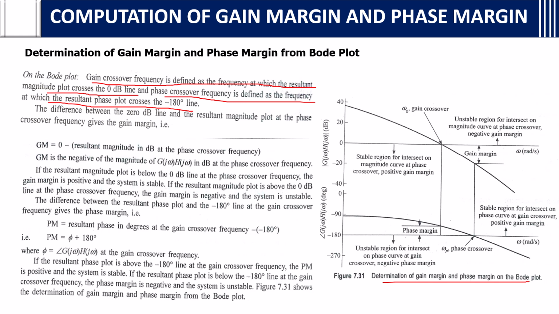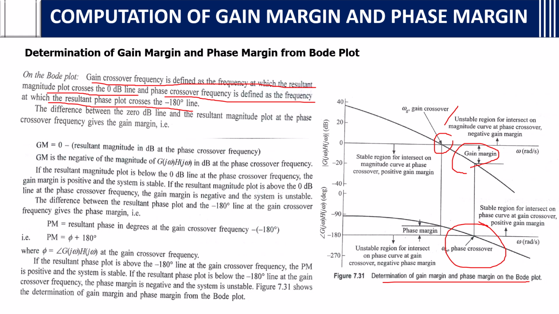Here, gain crossover frequency is where it crosses the 0 dB line, whereas phase crossover frequency is where it crosses the minus 180 degree line. The difference between the 0 dB line and the resultant magnitude plot at the phase crossover frequency is the gain margin. It is the resultant magnitude in dB at the phase crossover frequency.